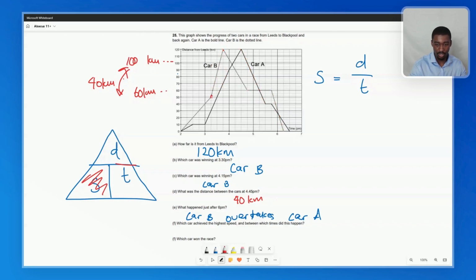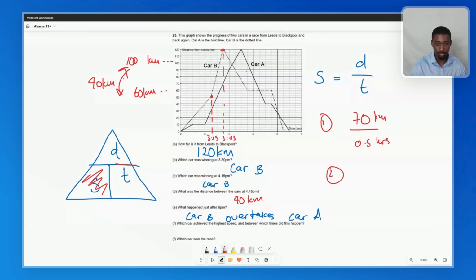Distance, we're going from 50 to 120. So scenario one, distance is 70 kilometers. Time, well, trace it down. We're going from 3:15 to 3:45. So 30 minutes. So 70 kilometers in 0.5 hours.